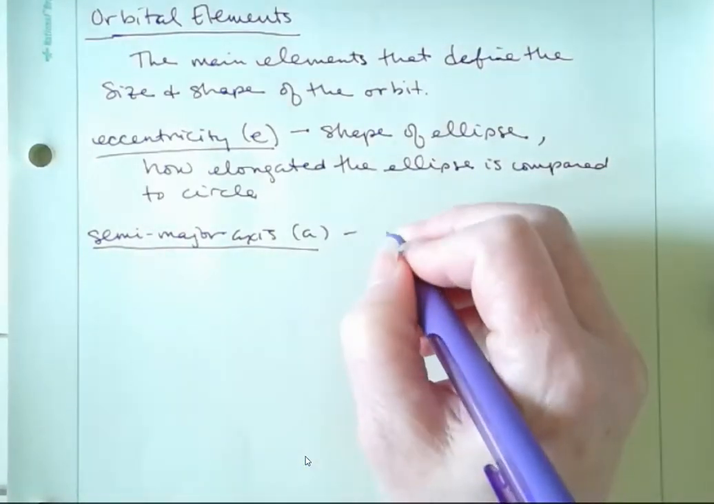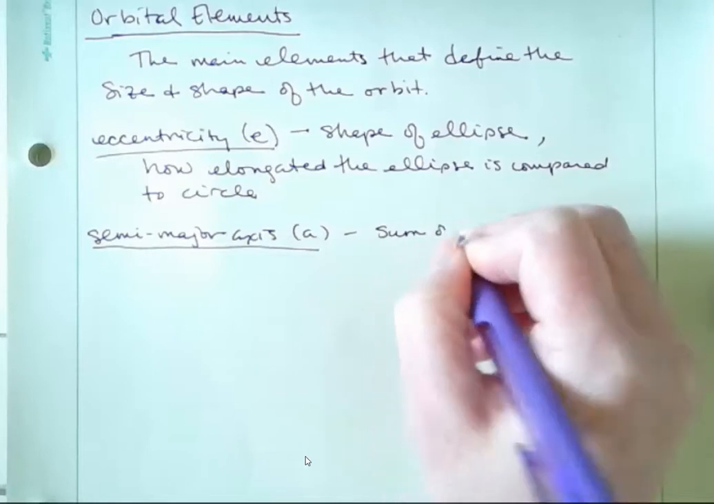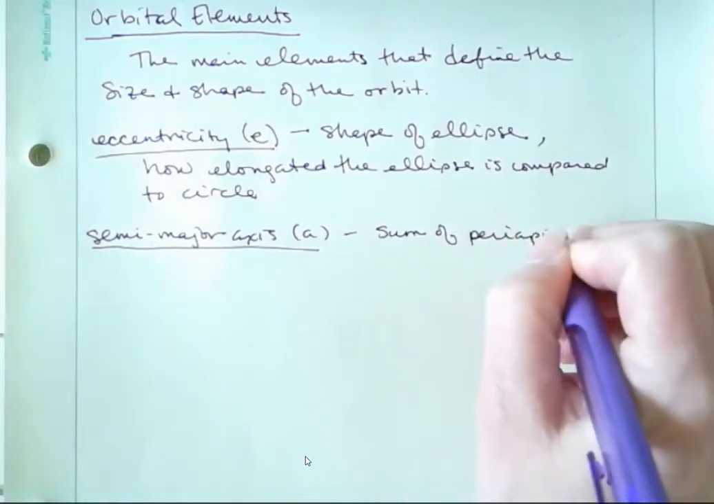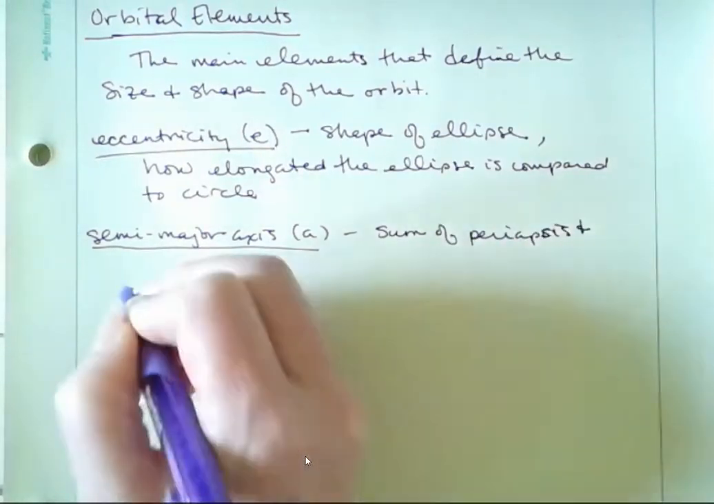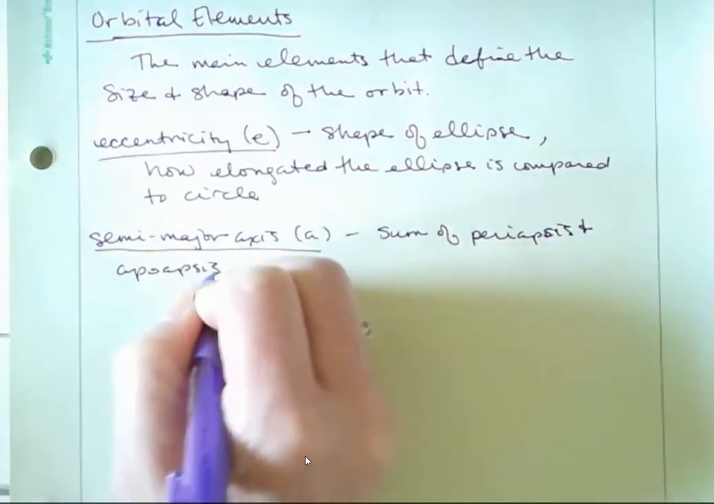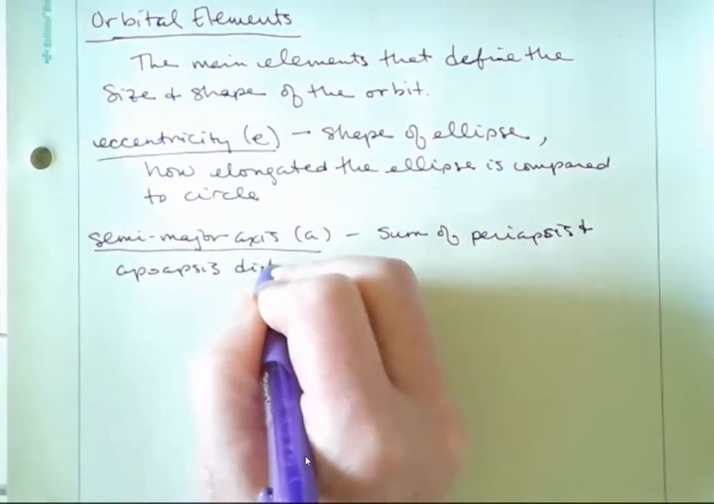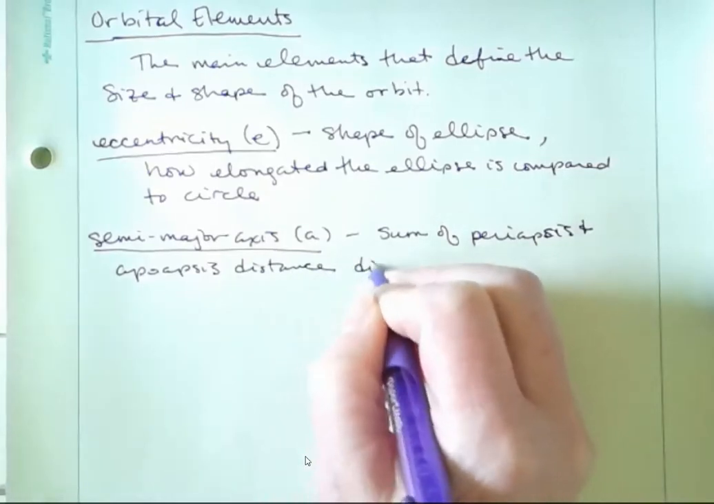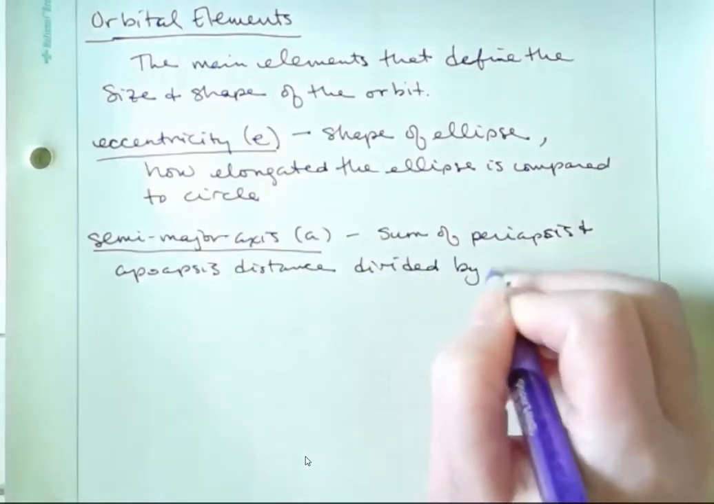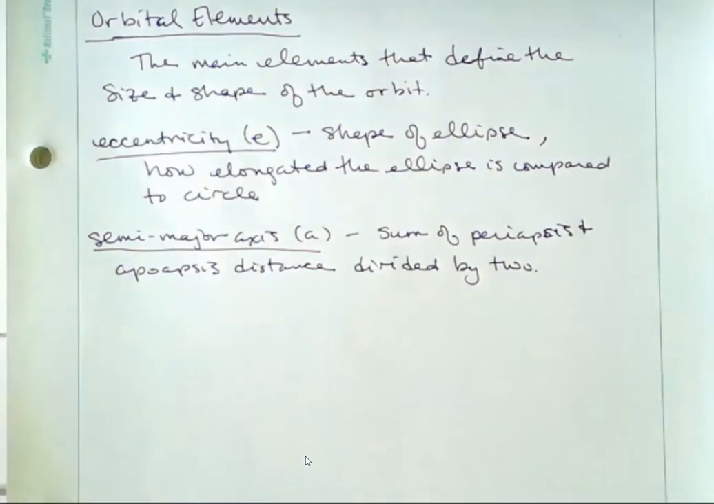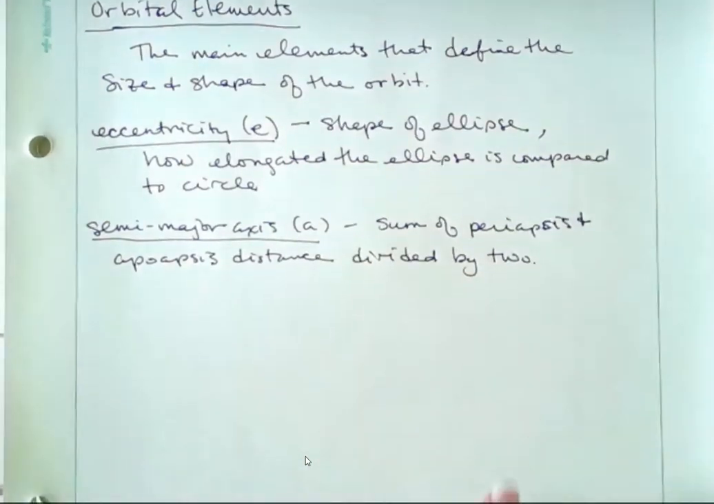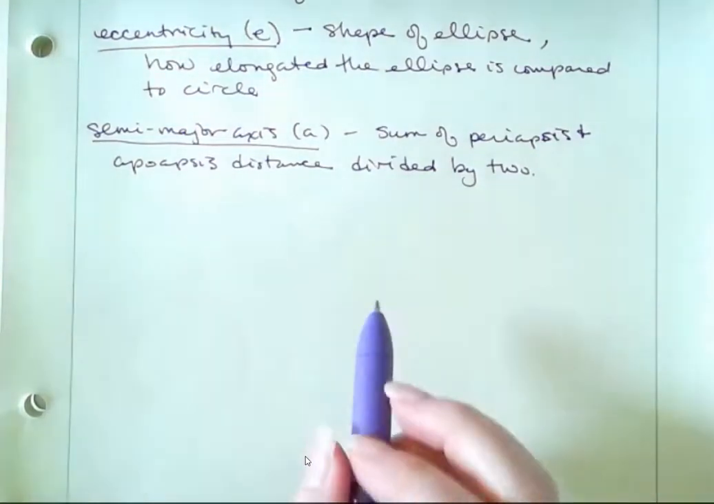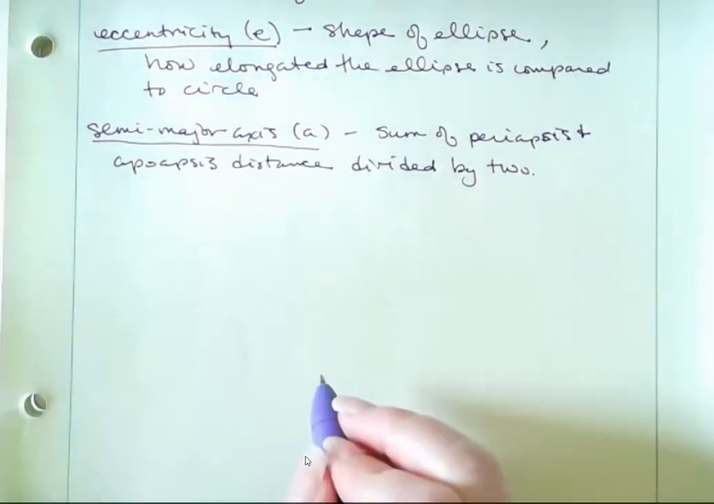So this is essentially the sum of the periapsis distance and the apoapsis distance divided by 2. So that's another way to think of semi-major axis. So that's what you got. This also gives you an indication of how large your orbit is. Okay, so those 2 we've seen before. So now let's get into the ones we haven't seen.